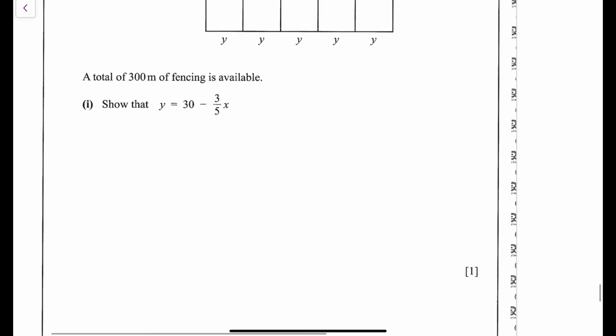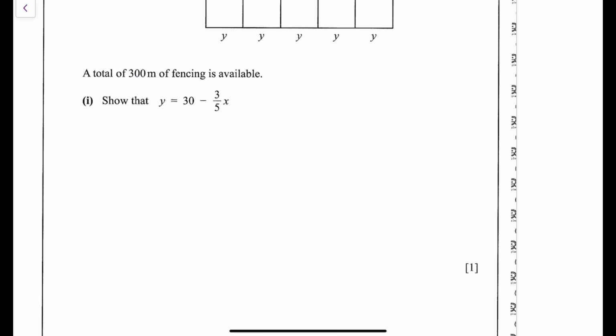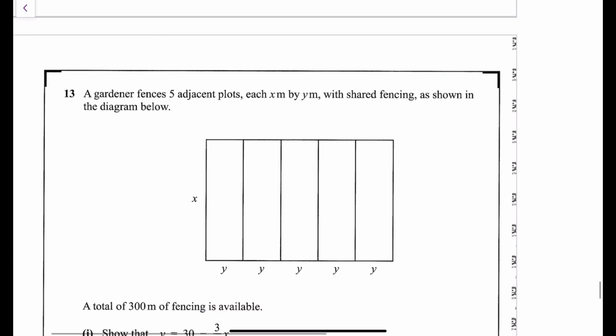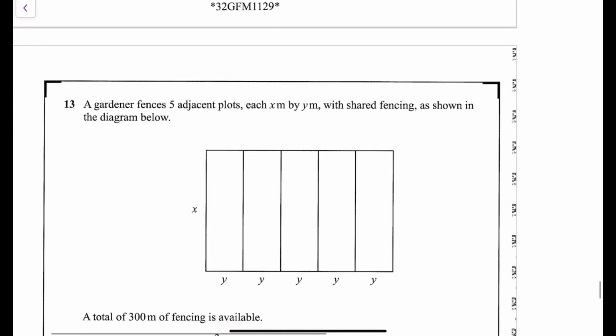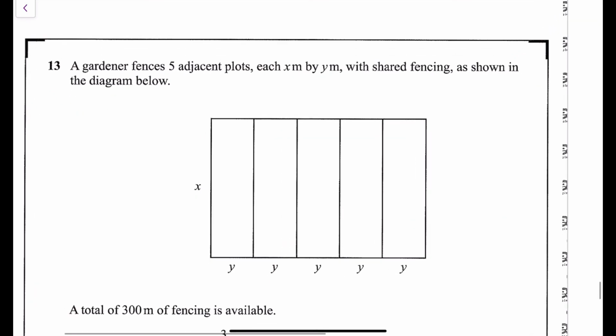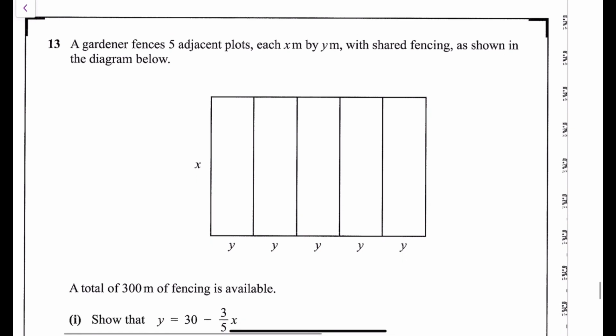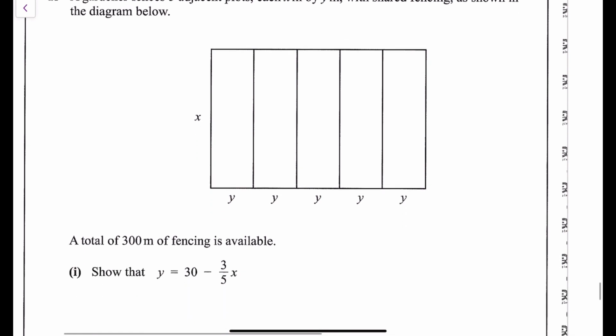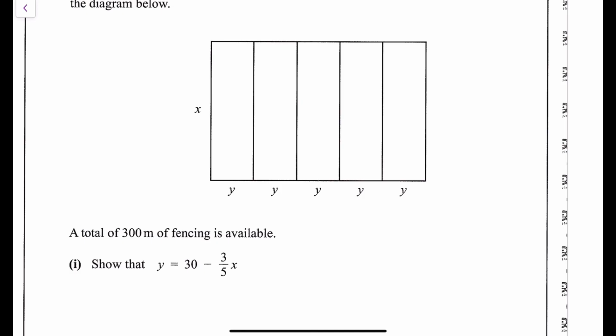Okay, right, next question. We are almost there. I think this is our last question, actually. It says here, a gardener fences 5 adjacent plots, each x meters by y meters, with shared fencing as in the following diagram. A total of 300 meters of fencing is available. Show that y is equal to 30 minus 3 over 5 x.